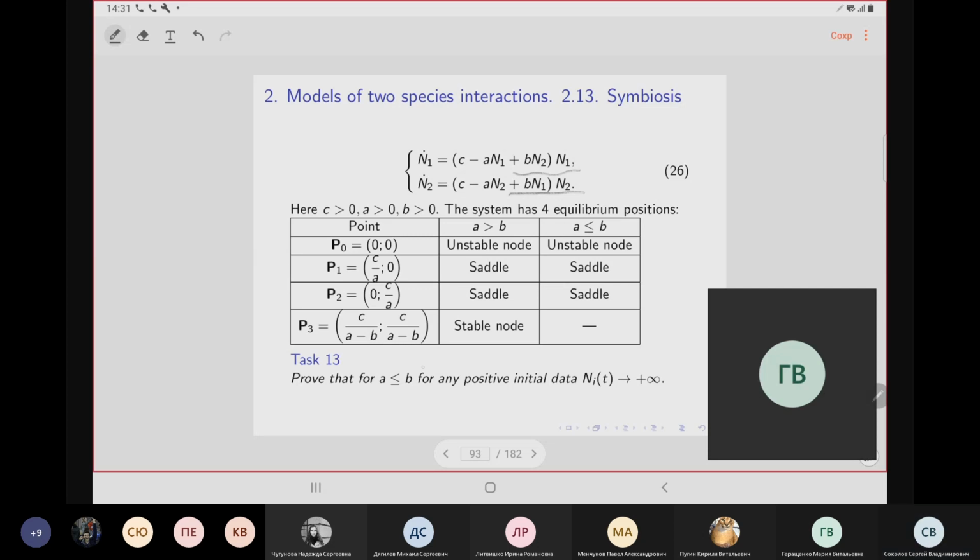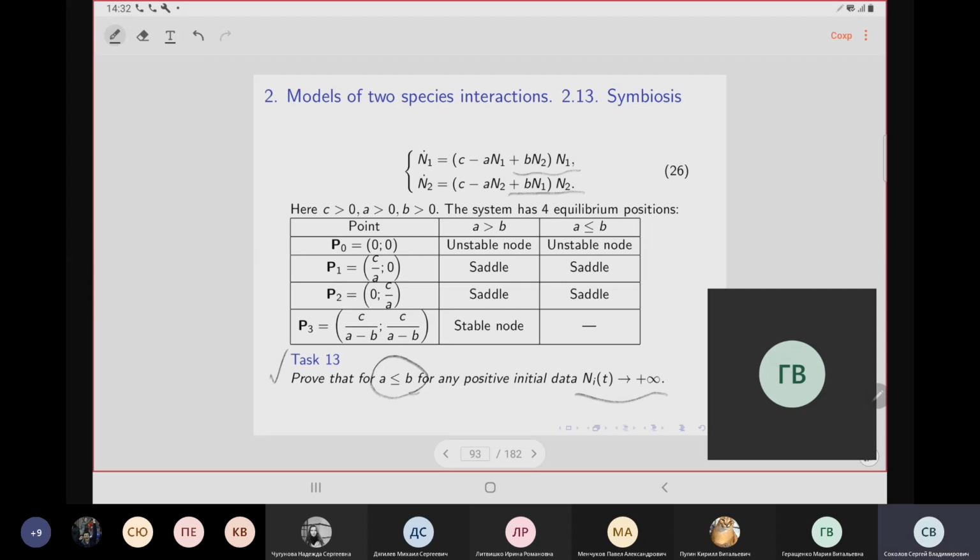First of all, if b is more or equal than a, there is no point P3. And moreover, you can prove that if B is greater than A, then for any positive initial data, both of the populations are going to infinity. We understand that it is not a real situation.